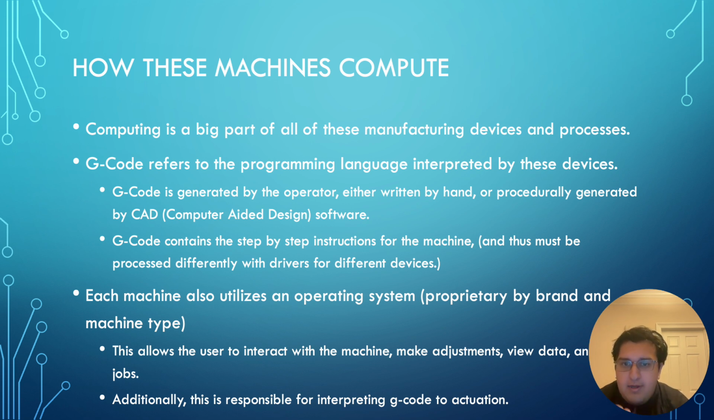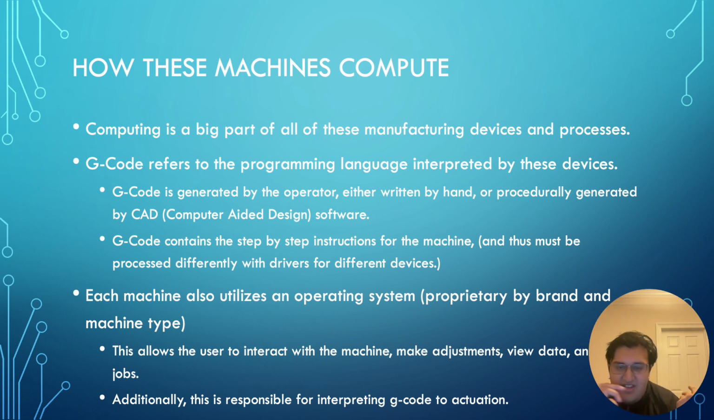G-code refers to the programming language interpreted by these devices, and it is generated by the operator, either written by hand or procedurally generated by assistive software. And that contains the step-by-step instructions for the machine, and that varies, of course, by different devices and different brands.